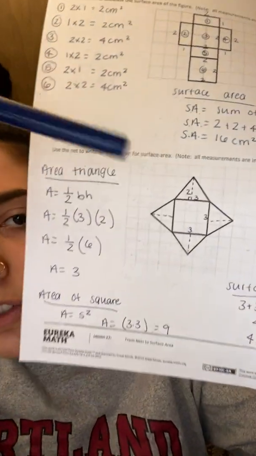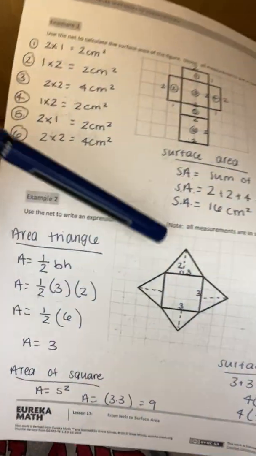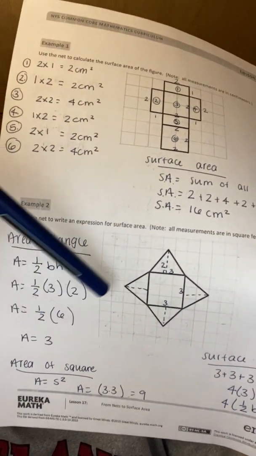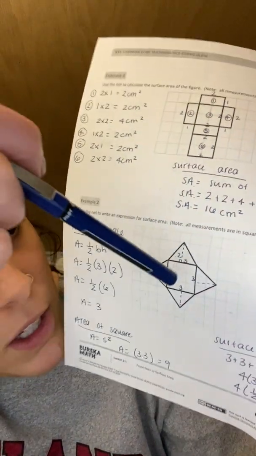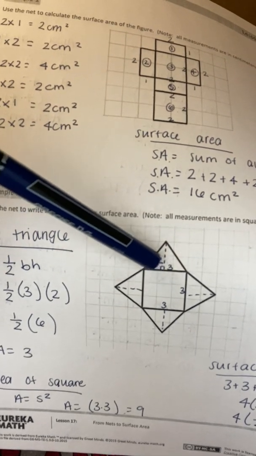Now example 2 says to use the net to write an expression for surface area, and then it said all measurements are in square feet, so that's telling me what my label is going to be. So I'm doing a triangle now. This one's a little bit different. So I drew my lines kind of right here, as you can see, so I can count up. So for right here where this line is going, I have 1, 2 boxes, and then going across this way, I have 1, 2, 3 boxes. So 1, 2, 3, and then 1, 2 up.